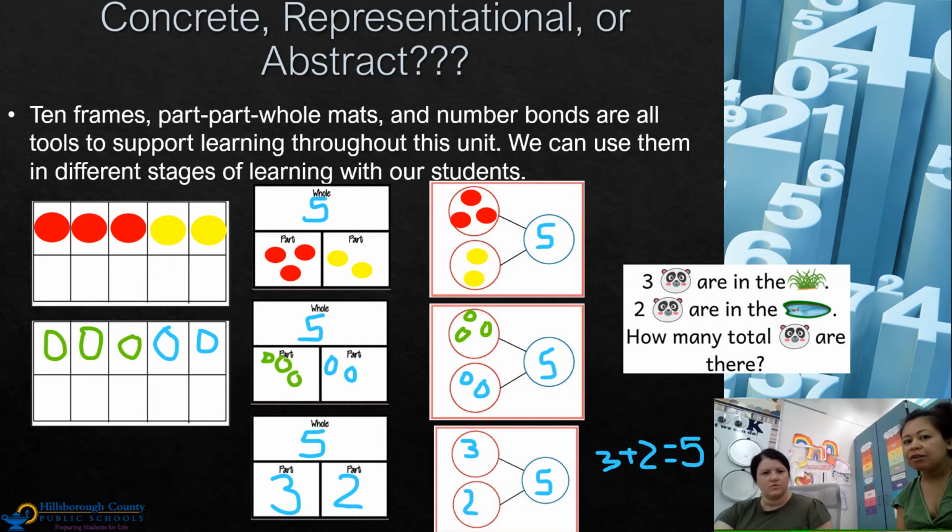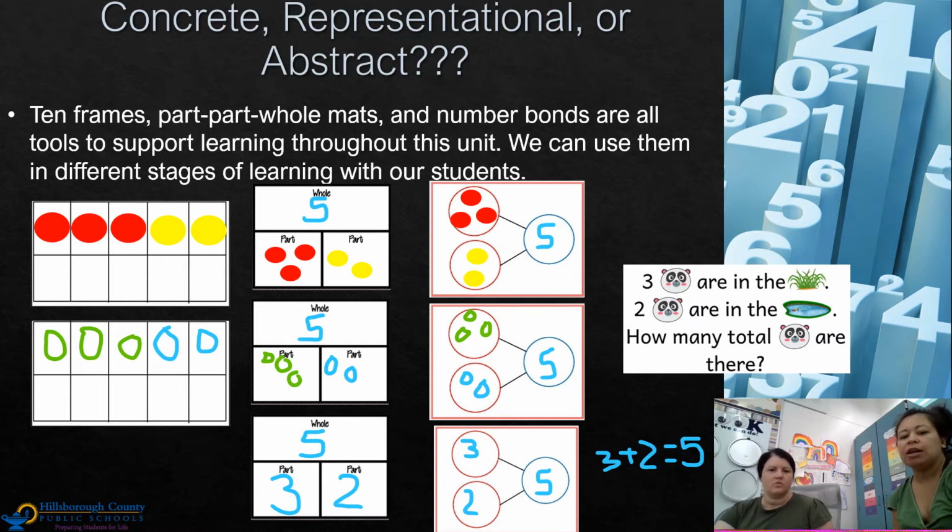And then concrete, representational, or abstract. Sometimes it's hard to tell the difference between when you're using a tool and what stage you're in. So our ten frames, part-whole maths, and number bonds are all tools that can support through each stage of the learning. And here I just use the problem with the pandas to show it with the concrete representation, the pictorial representation, and then the abstract representation.